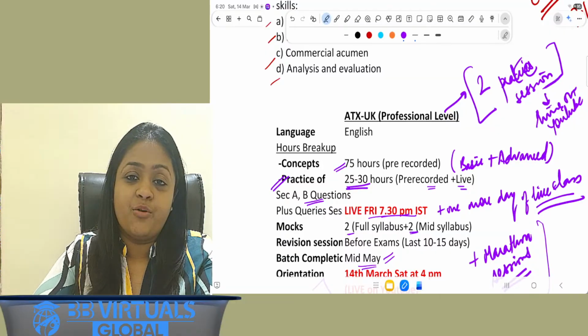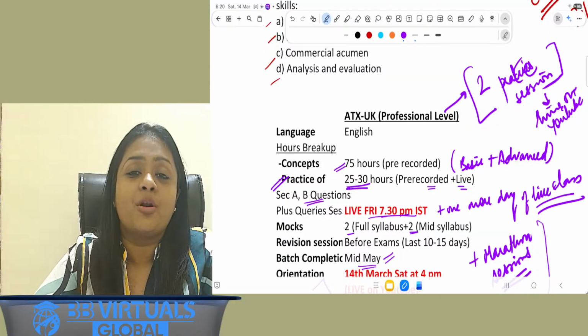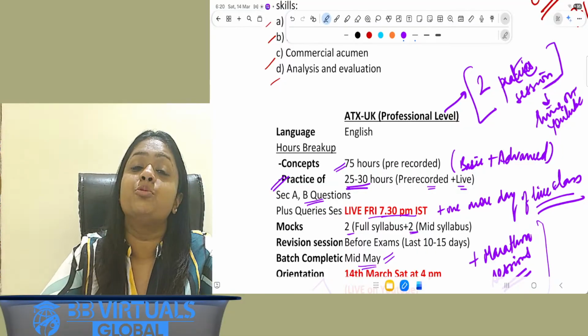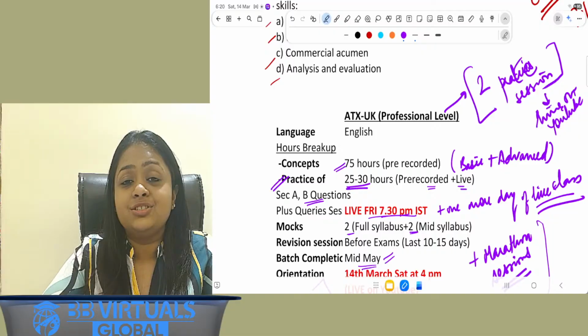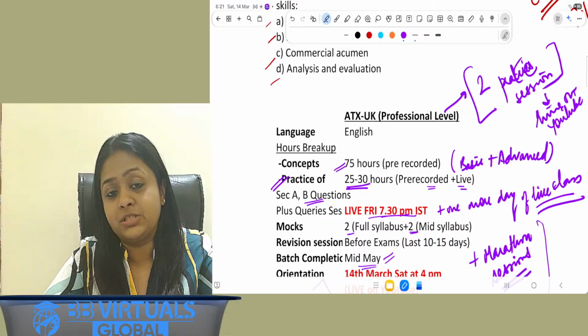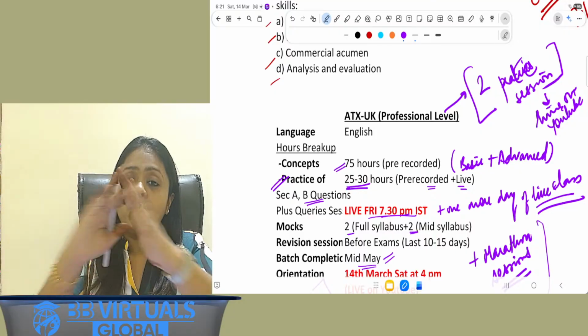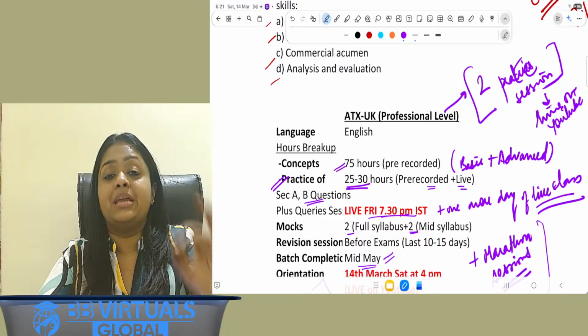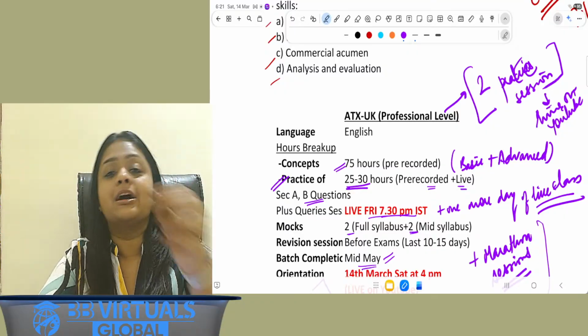And ensure that you understand why ATX is a very important optional paper that gives you altogether a very different career stream, in which you can excel and make your stable career.